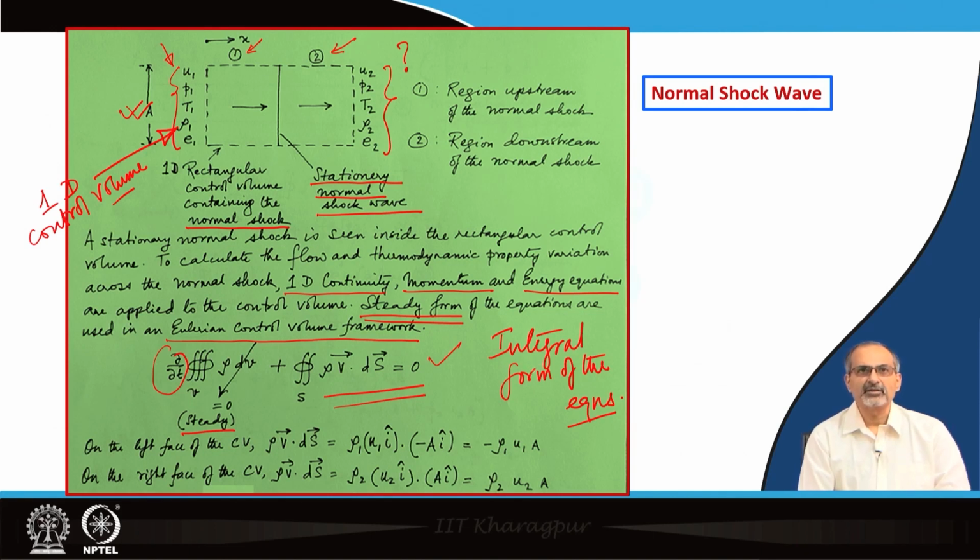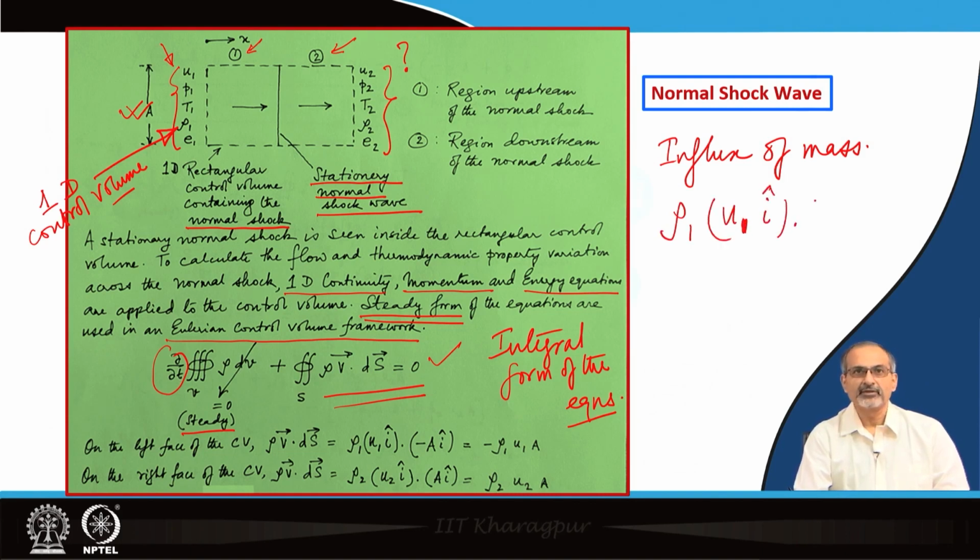Now, if you try to work out the dot product on the left side of the control volume, through which there is an influx of mass, you see that it is going to work out as rho 1 times u 1 times i dotted with minus A times i. It is because if you look at the inflow region, then the A points in this direction and the u 1 points in this direction, and that is why the term looks like that, and when it is dotted it gives you a minus rho 1 u 1 A.